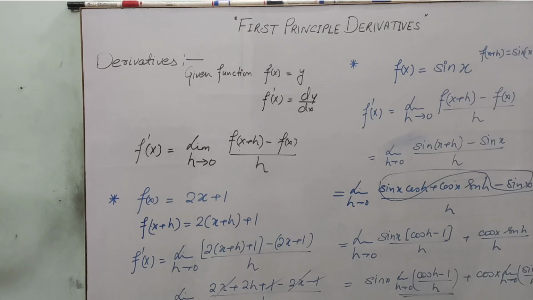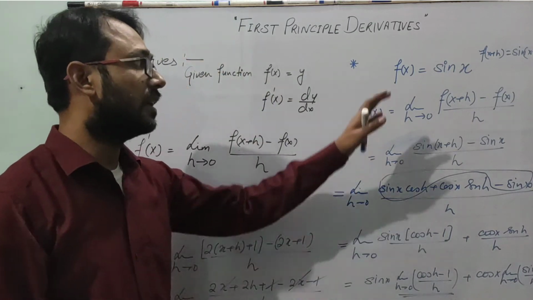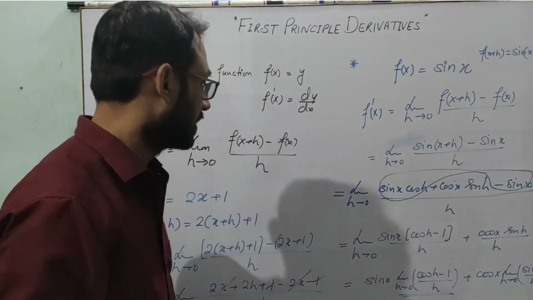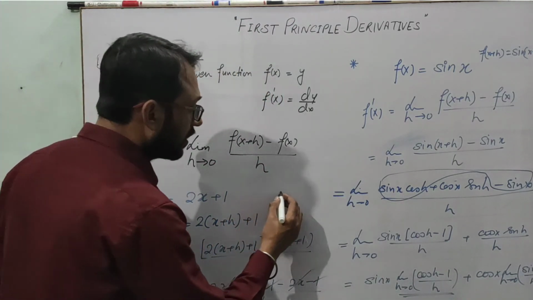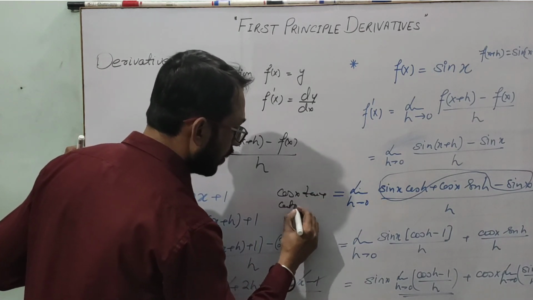The only thing which we must remember, I am writing over here: limit of h tends to 0, (cos x - 1) upon x is 0, and limit of x tends to 0, sin x upon x is 1. If we know these two limit conditions, then we are able to calculate. So the derivative of sin x is cos x.